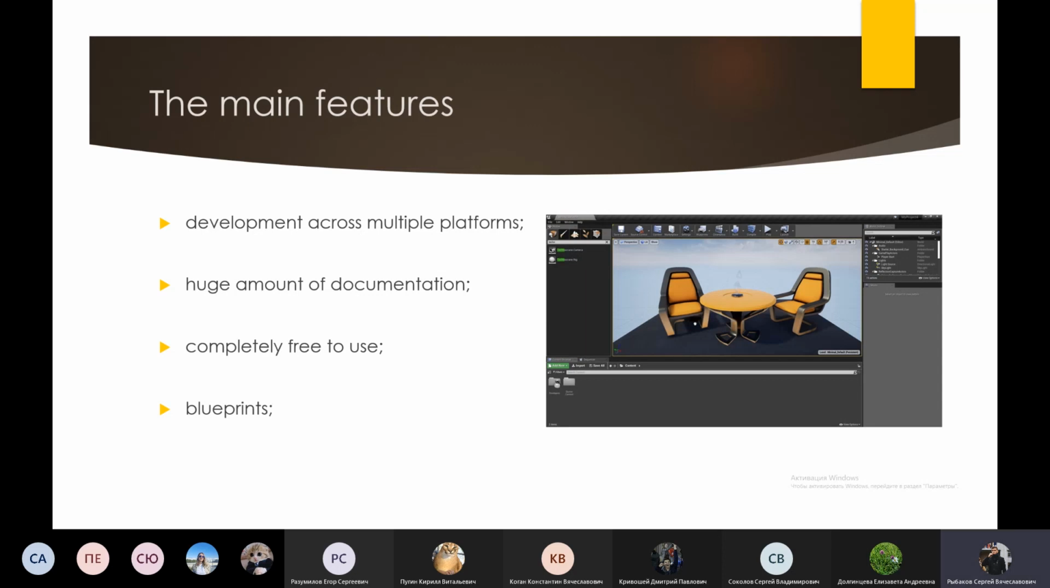And another feature is Blueprints. It is a special programming system. However, Unreal Engine is extensible in C++, but a lot of programmers and companies use exactly this feature for their projects.